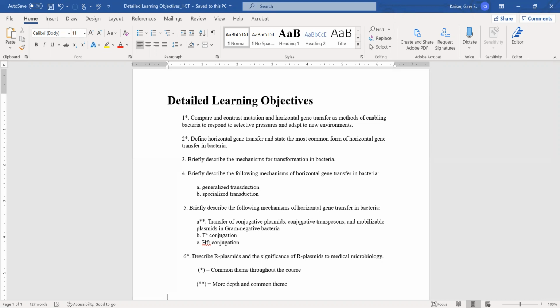So once you have your objectives down, then you're ready to start answering them and preparing your study guide. So let's take a look at objectives 1 and 2. Now, objective 1 says compare and contrast mutation and horizontal gene transfer as methods of enabling bacteria to respond to selective pressures and adapt to new environments. So first we want to compare and contrast mutation and horizontal gene transfer. And then number 2, a little more on horizontal gene transfer, define horizontal gene transfer, and state the most common form of horizontal gene transfer in bacteria.